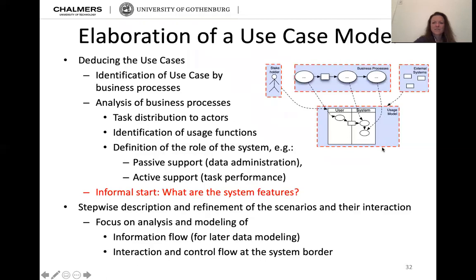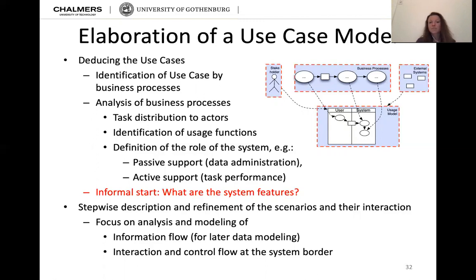Good. How do I do this all? How do I get started? Where do I begin? We deduce the use cases from the business processes. So if we have a business process model from talking to our stakeholders and we know which external systems there are, then we can think about how to fit that into a usage model that talks about the system as a black box and how it interacts with the user.